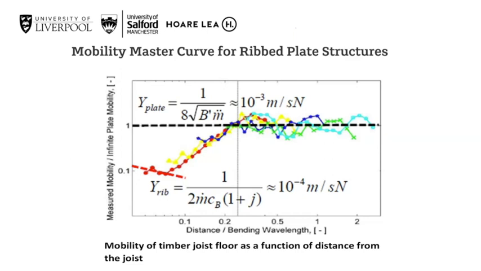So it is a development, or an initial proof or guiding point, that we can use a value of 10 to the power minus 3 meter per second per Newton for your timber joist floor when you are going further from the joist, which is if you are in the bay. And for ribs, generally, you can use a value of 10 to the power minus 4.